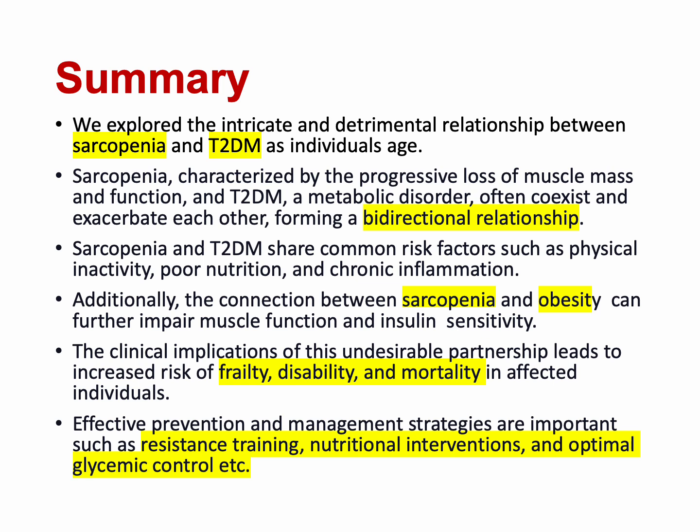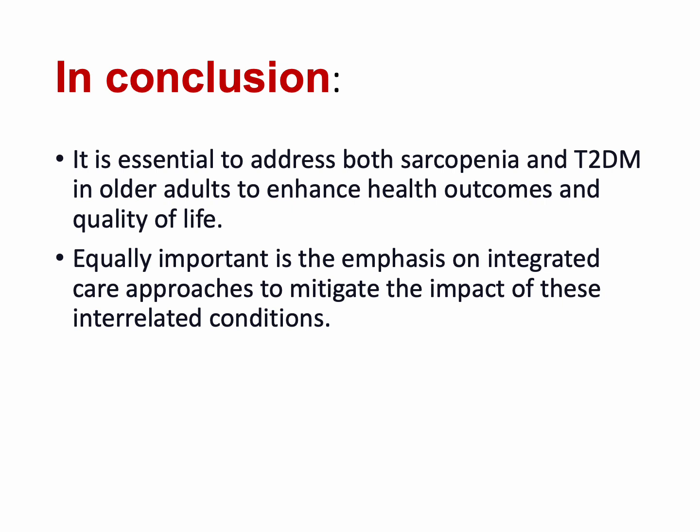The clinical implication of this undesirable partnership is an increased risk of frailty, disability, and mortality in affected individuals. So effective prevention and management strategies are very important, such as resistance training, nutritional intervention, as well as optimal glycemic control. In conclusion, it is essential to address both sarcopenia and type 2 DM in older adults to enhance health outcomes and quality of life. Equally important is the emphasis on integrated care approaches to mitigate the impact of these interrelated conditions.